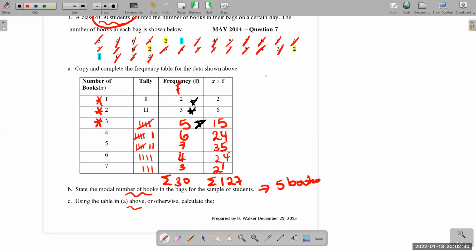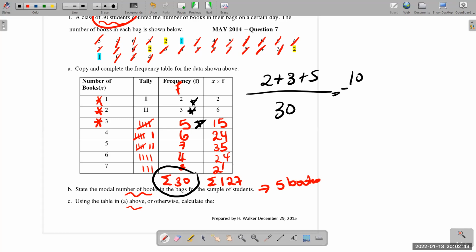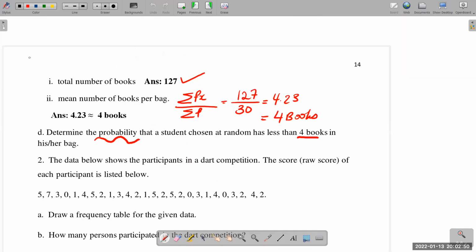So you're literally going to write 2 plus 3 plus 5 over the total. What's the total? The total is 30. You write it over 30. So your answer is going to be what? 10 over 30, which is the same thing as what? 1/3. So the answer for the probability here is 1/3. Look at that. Y'all answered a whole CXC question already. Just like that on your second class.